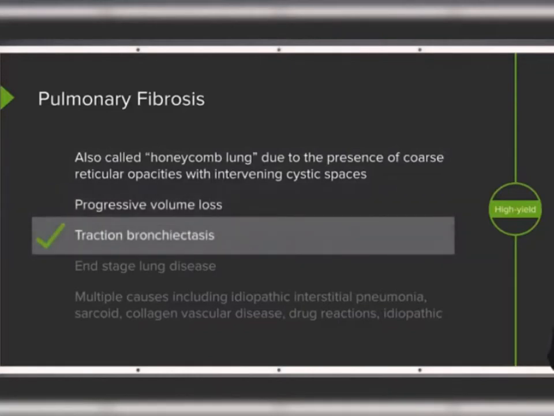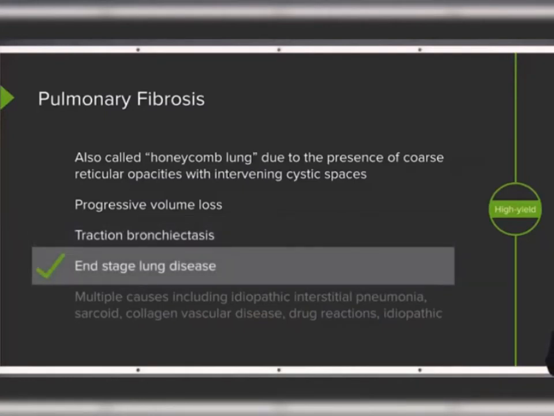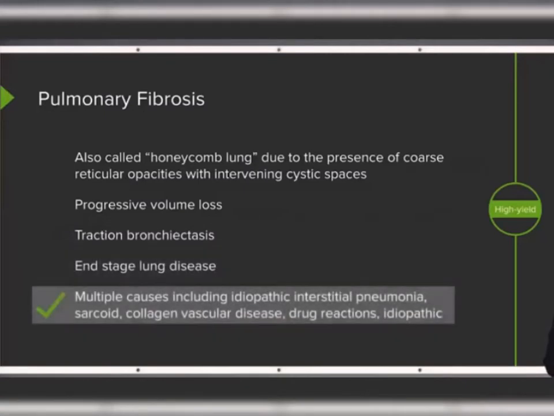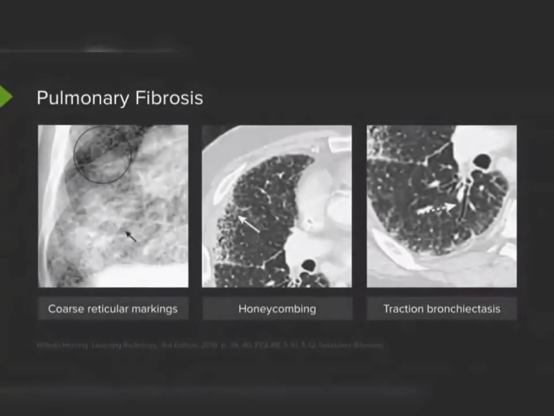We have what's called traction bronchiectasis, so widening of the bronchi because of pulling from the fibrosis that's surrounding it. And this often results in end-stage lung disease. So the most common causes include, as we mentioned, idiopathic interstitial pneumonia, but other causes could also include sarcoid, collagen vascular disease, different types of drug reactions, or it may be idiopathic. So let's take a look at the different findings of pulmonary fibrosis.